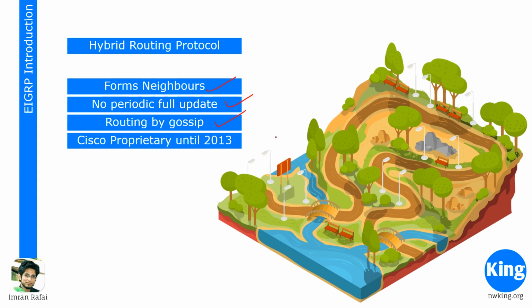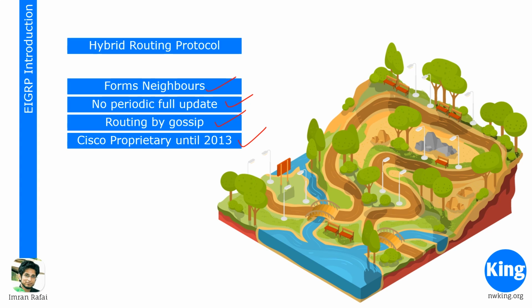EIGRP was a Cisco proprietary routing protocol until 2013. So before 2013, you had to have a Cisco infrastructure if you wanted to use EIGRP. What happened is, before 2013, even people and companies with Cisco infrastructures were reluctant to use EIGRP. In spite of EIGRP being a better protocol, at least in my personal opinion, a much better and much easier protocol, people were reluctant to use EIGRP and they chose OSPF. And that's why OSPF is the most used routing protocol.